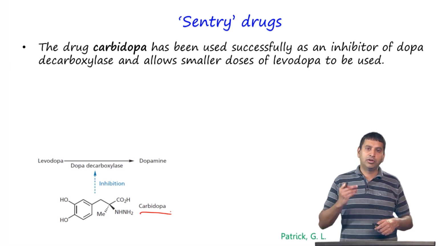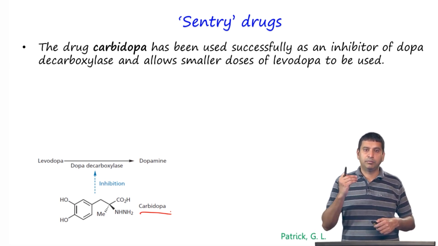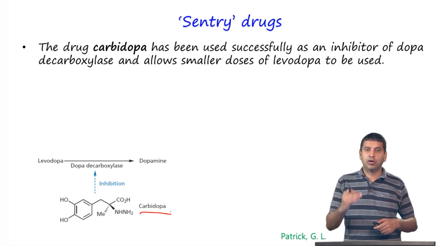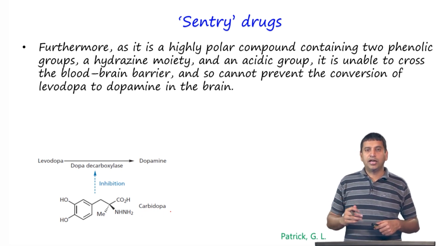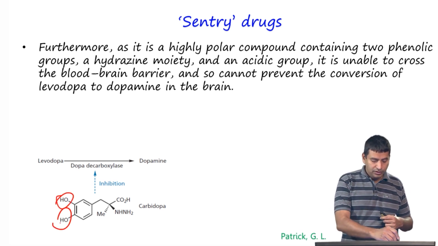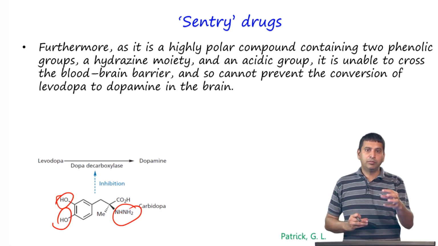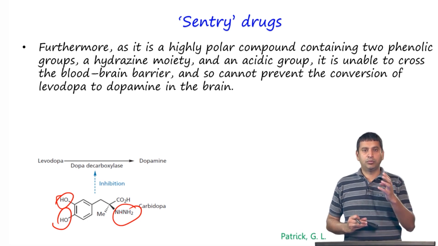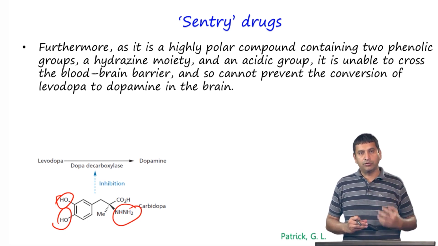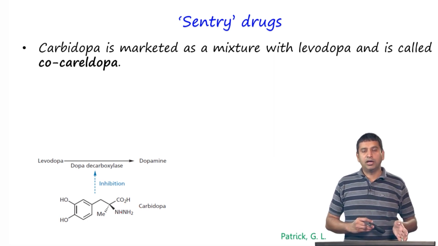And so, this molecule, when it is given along with the parent drug, allows a smaller dose of levodopa to be used. Furthermore, because it is a highly polar compound which contains two phenolic groups as shown here and a hydrazine, this molecule is unable to cross the blood brain barrier. So, all the inhibition of this dopa decarboxylase to produce dopamine happens outside of the brain. So, carbidopa is marketed as a mixture with levodopa and is also called co-careldopa.